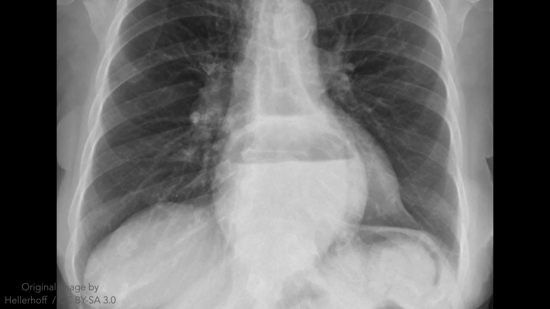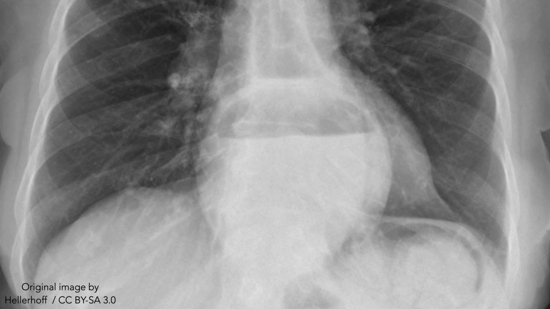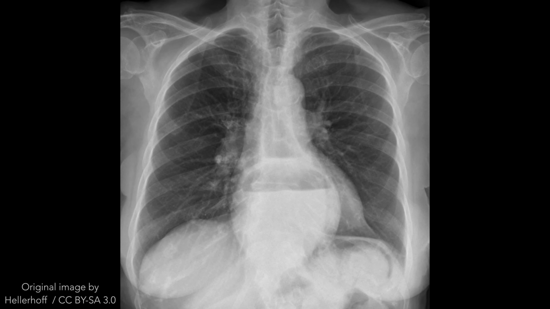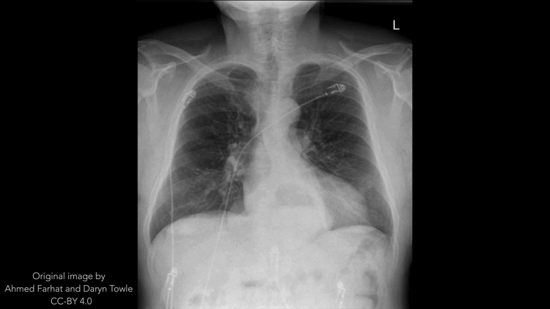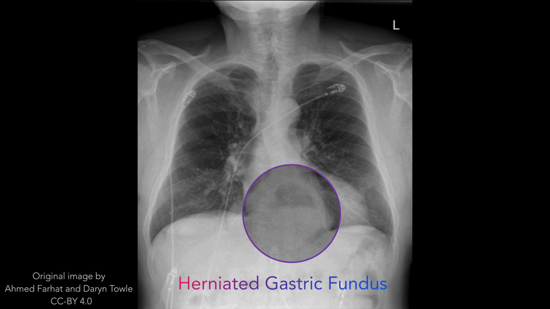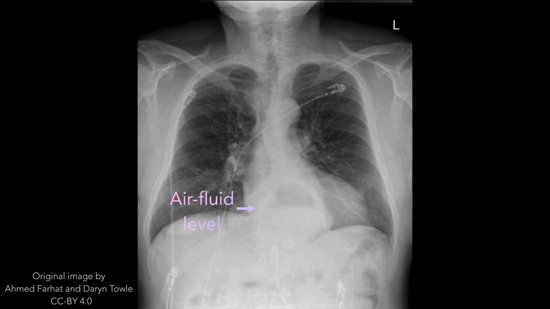One pitfall to consider is that hiatal hernias can look similar to a retrocardiac lung abscess or another cavitary lesion, but it will change in size and shape between radiographs. Here is another chest X-ray taken of an individual with a hiatal hernia. Note the retrocardiac opacity with an air fluid level.